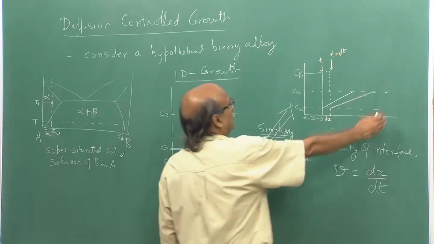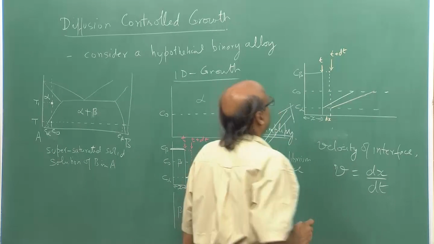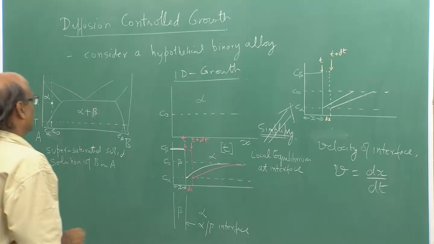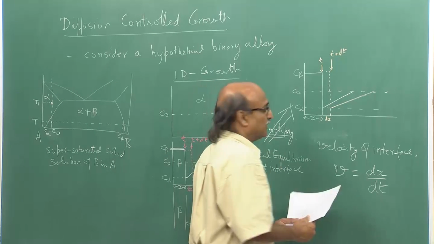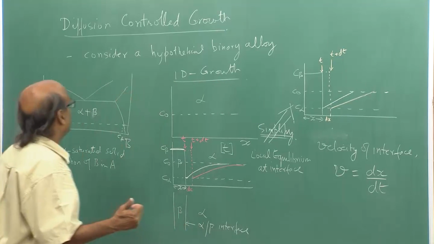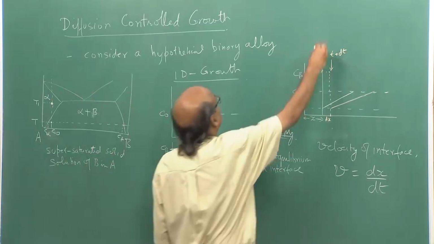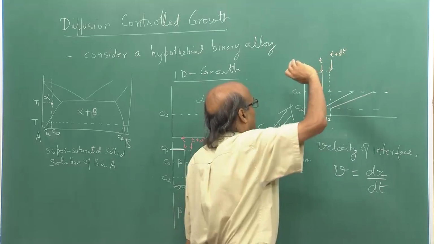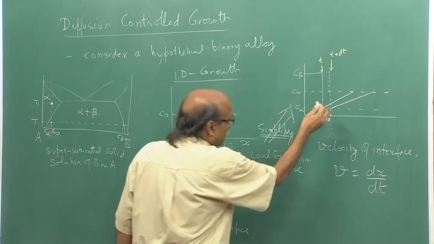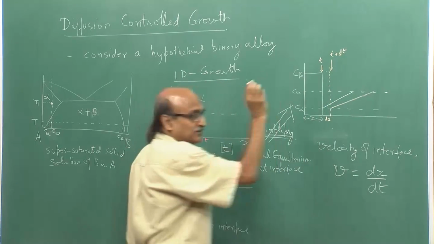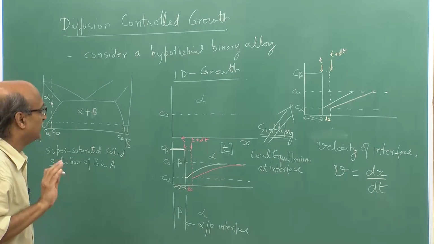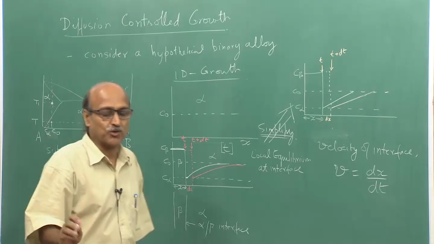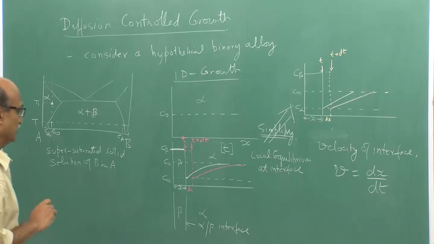So, we will look at this simplified picture and attempt to solve this problem. Now, what are the processes that are happening? Remember, this is a diffusion controlled process that we are looking at, and not interface controlled. So, the jumping of atoms across the interface is a very fast process, and therefore, we can neglect it, and the rate is essentially controlled by the rate of diffusion of atoms.